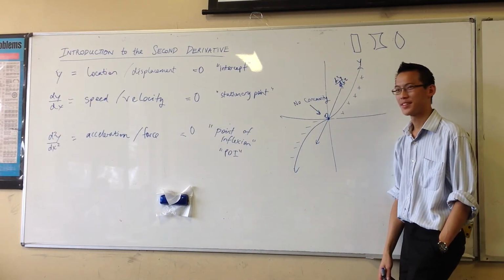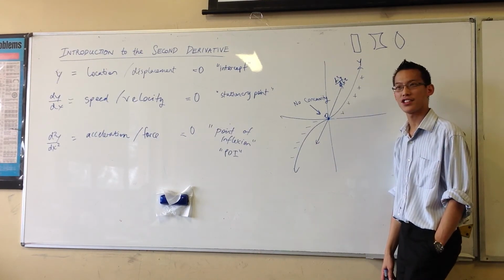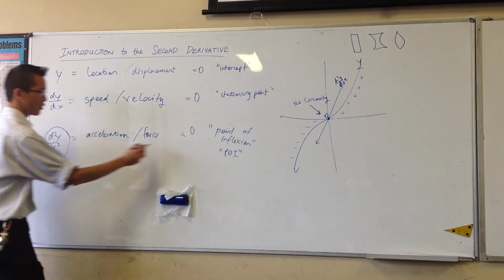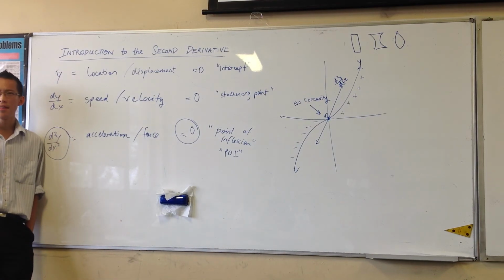Yeah, it's pretty terrible. How do you go about finding a point of inflection? Well, the most obvious answer is, you do this: you let the second derivative equal 0. And that's fine. Most of the time, that will work.